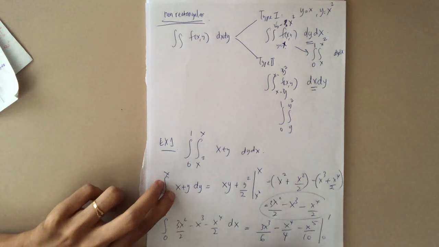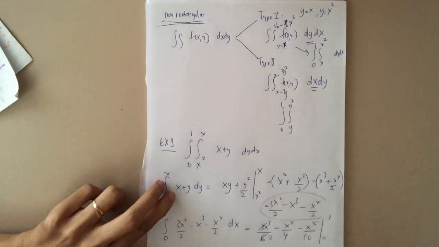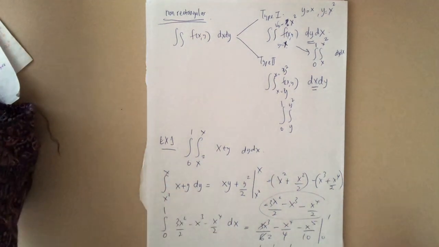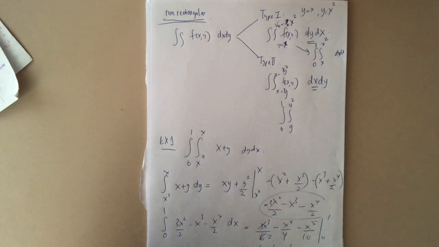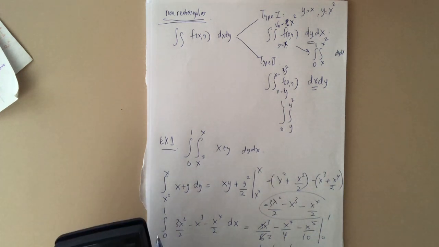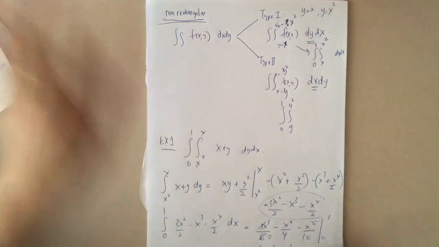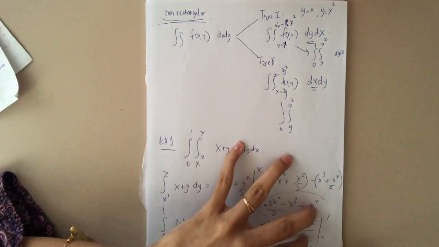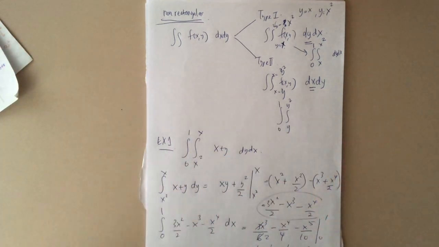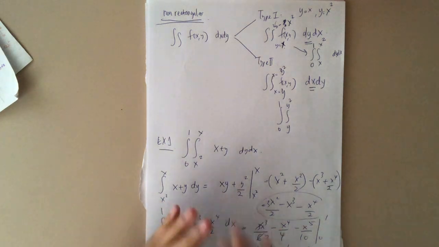Then substitute 0, 1 here. You can simplify, so we have 1 over 2 minus 1 over 4 minus 1 over 10. So what will be the answer? 1 over 2 minus 1 over 4 minus 1 over 10, you should get 3 over 20.